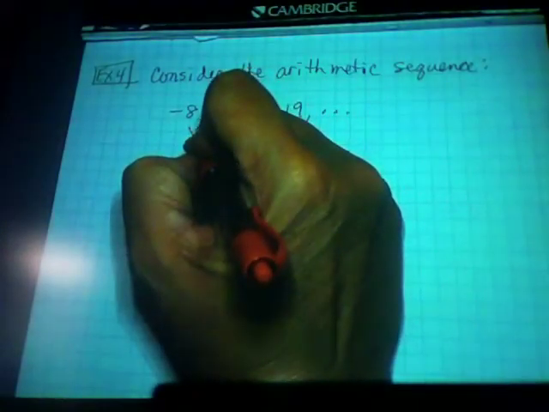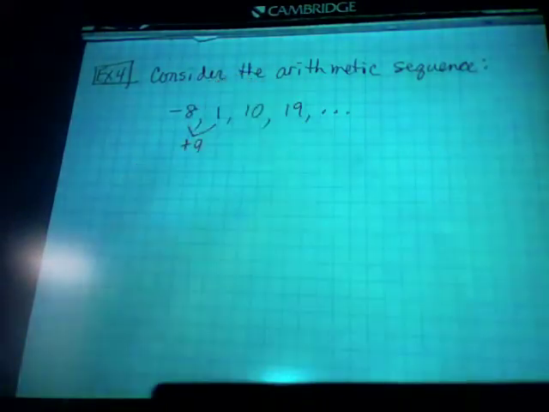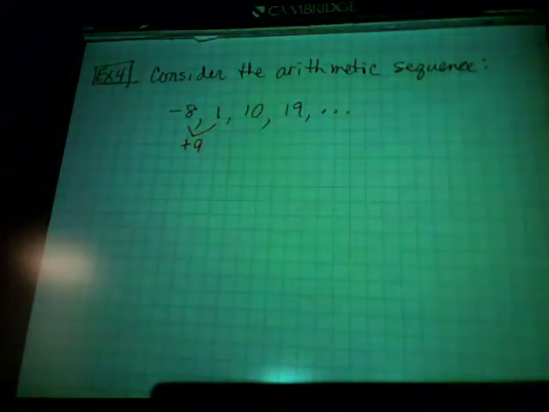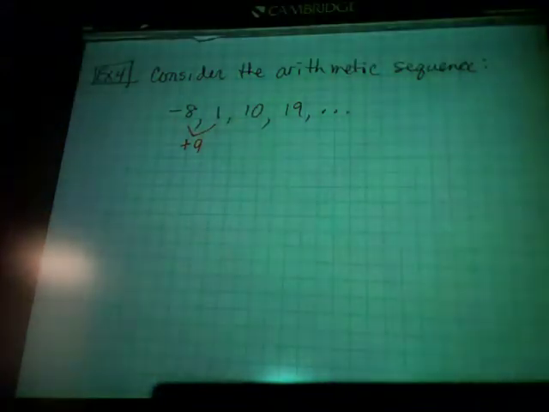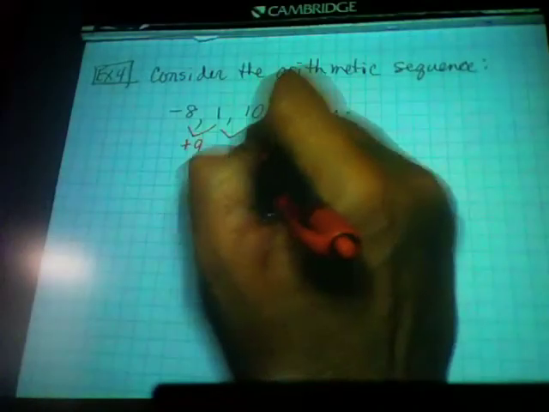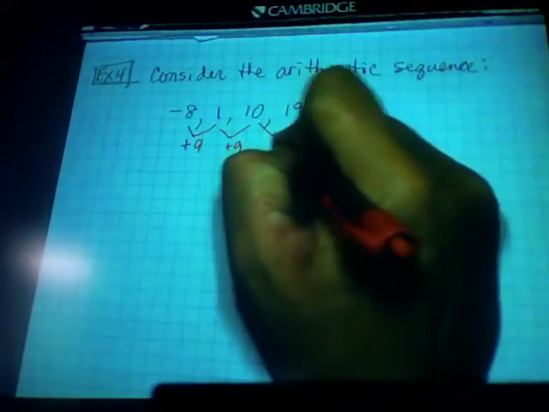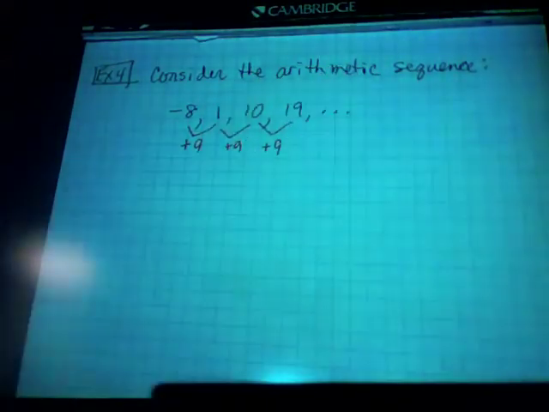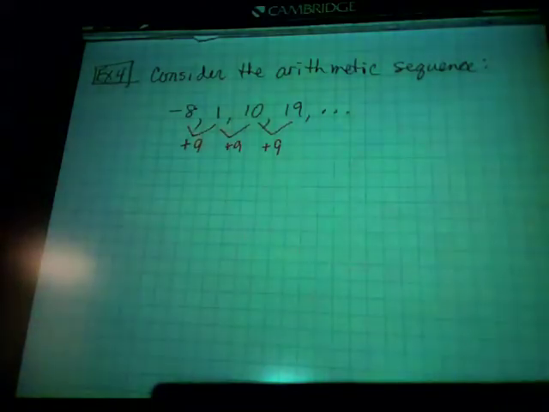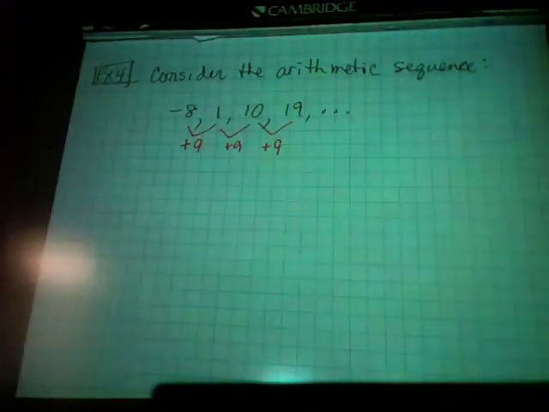To go from negative 8 to 1, they have a distance of 9, right? Because it's going up, it is positive. And if I add 9 to 1, do I get 10? And if I add 9 to 10, I do get 19. So that's how you should check your common difference, is make sure it works with all of them, because sometimes we make a mistake on the common difference.